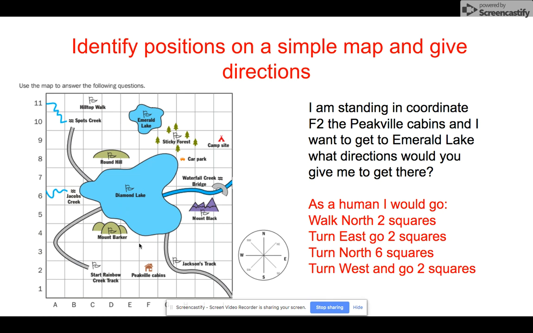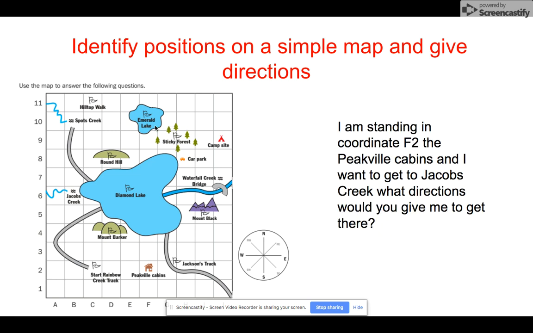So as a human, I would walk north 2 squares, I'd get to here, I'd then turn east and move 2 squares to here, I'd turn north and go 6 squares, 1, 2, 3, 4, 5, 6, and then I'd turn west and go 2 squares, which would take me to the Emerald Lake.